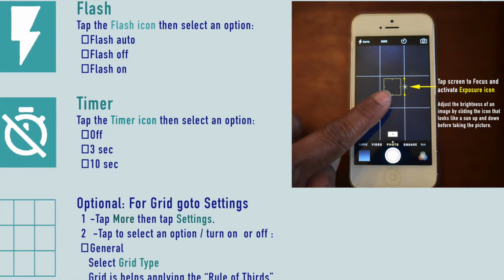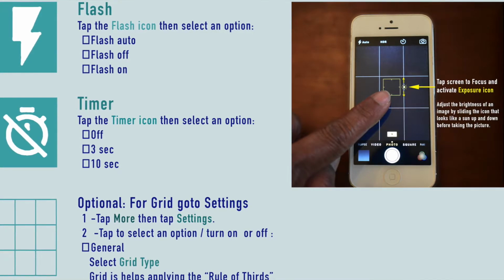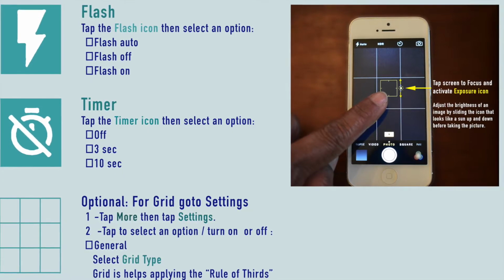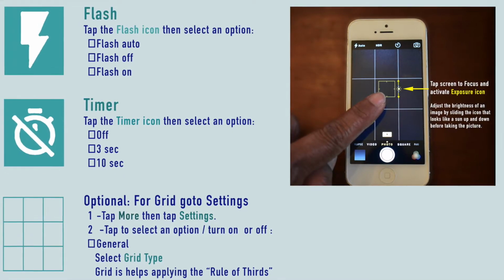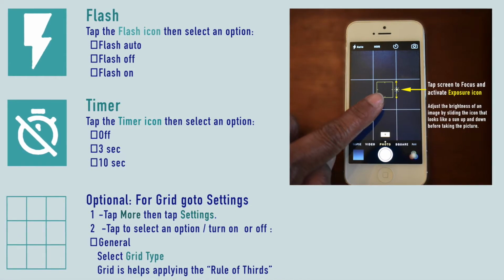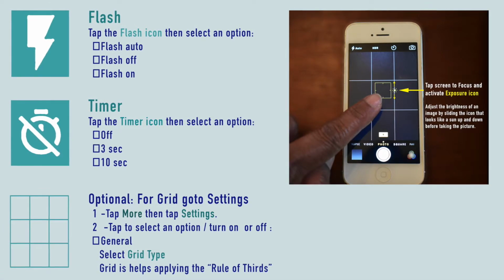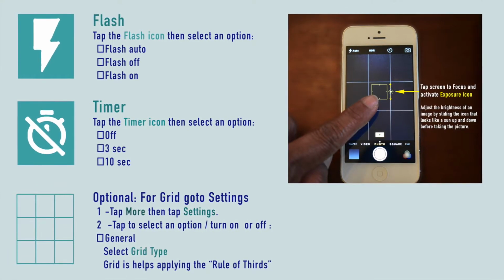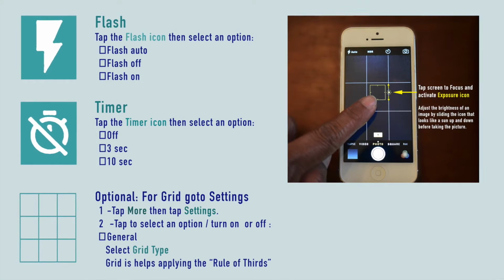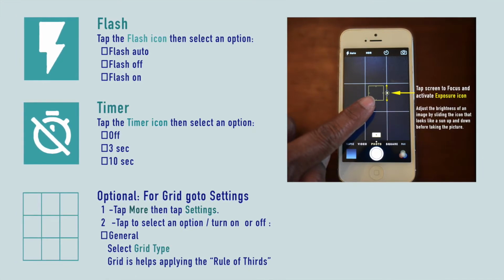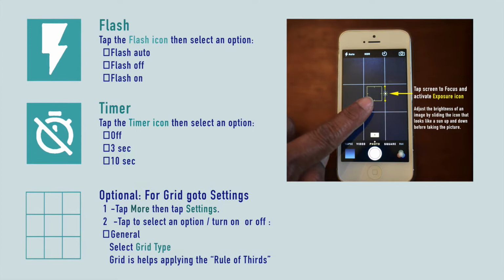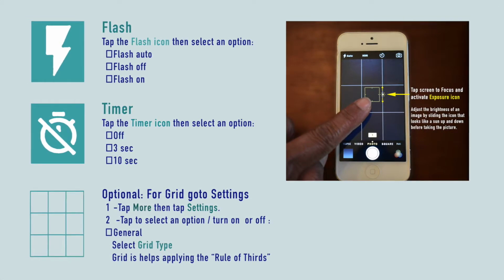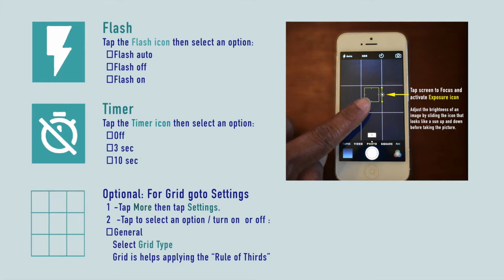The flash looks like a lightning bolt with auto off and on options. The timer looks like a clock with 3 seconds and 10-second options. On the right, you see a phone image with a yellow arrow pointing to a sun icon. This is how you make exposure adjustments. You can adjust the brightness of an image by sliding up and down with this icon. This icon shows up once you tap the screen to focus on the picture.